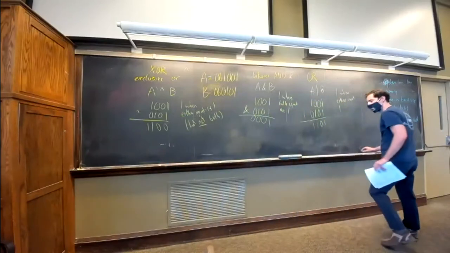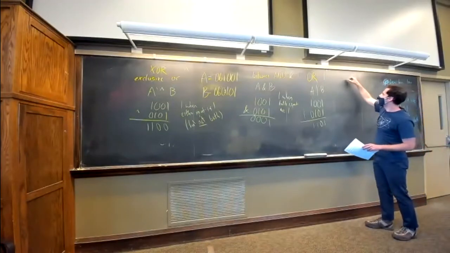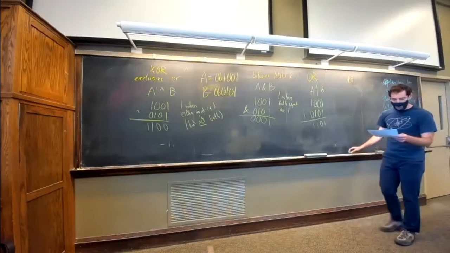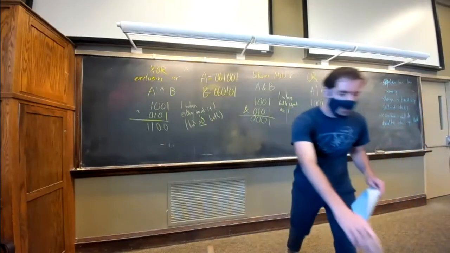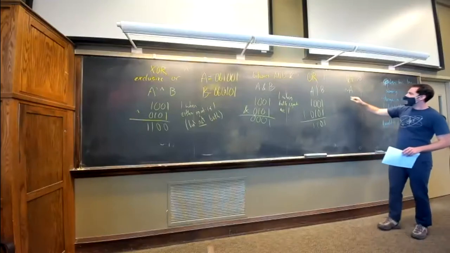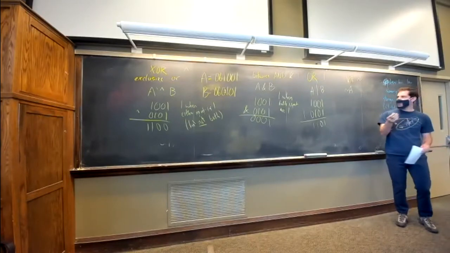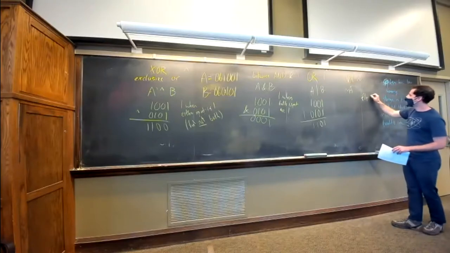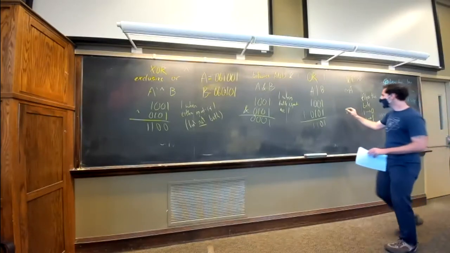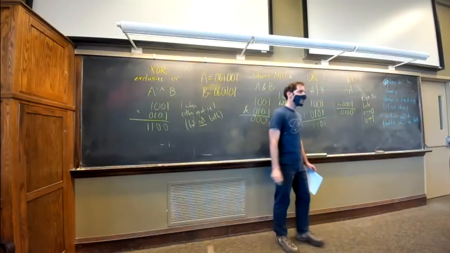All right, and finally, we have NOT, which is a unary operator that applies to just one quantity. And we use for this the tilde. So we'd say tilde A for not A, and it simply flips the bits. It changes zeros to ones and ones to zeros. So not A, we change ones to zeros and zeros to ones.